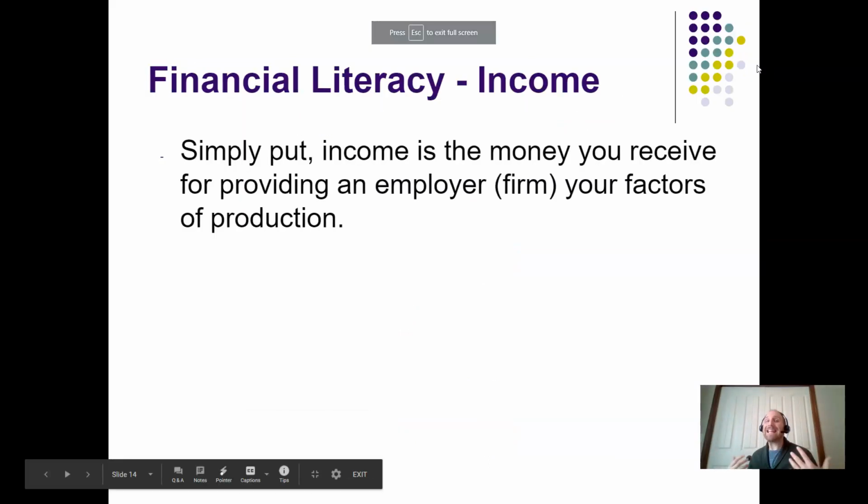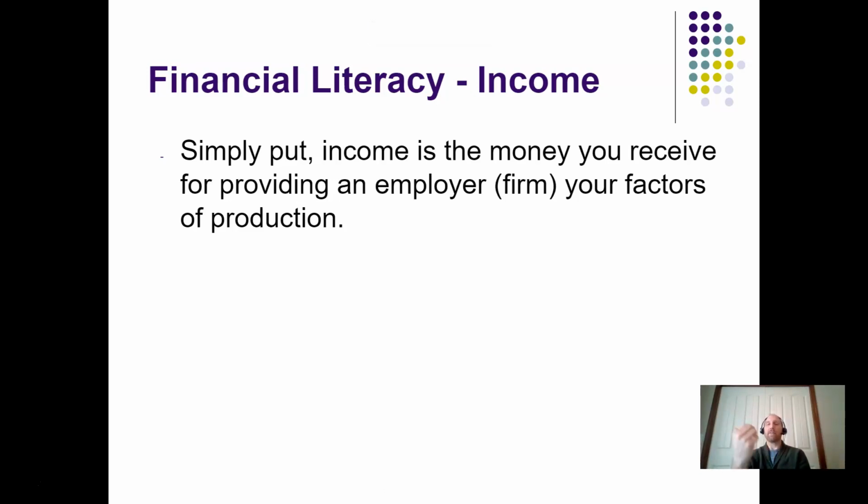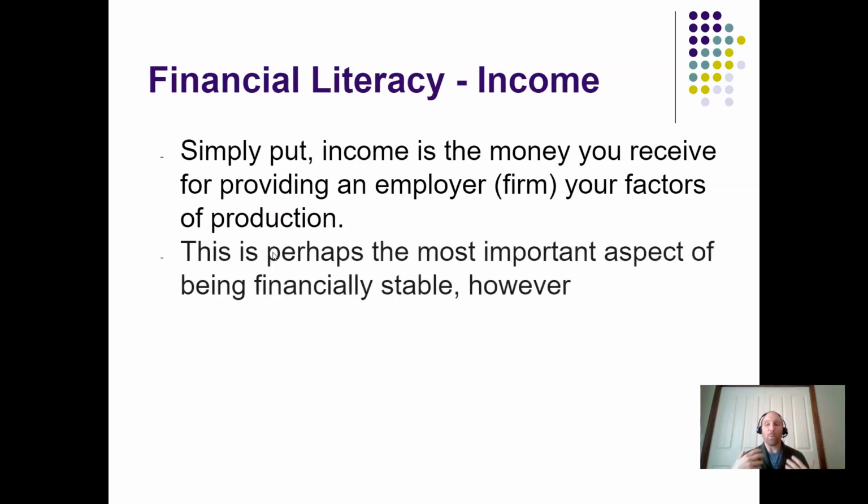So simply put, income is the money that you get for providing an employer one or multiple factors of production. Again, when we talk about factors of production, we're talking about land, labor, capital, and entrepreneurship. Typically speaking, for high school students and most Americans, we get income for providing our labor. That's the most common. So if in your mind you just want to think labor, that is okay, but there are other things you can provide to an employer.